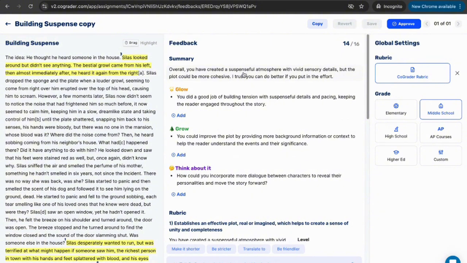One thing that I would change about the feedback is in the summary, it says, overall, you created a suspenseful atmosphere with vivid sensory details, but the plot could be more cohesive. So I totally agree with all of that. I think that's a great overview of what the student did well with and what the student needs to work on. This last sentence, I don't love. I trust you can do better if you put in the effort.